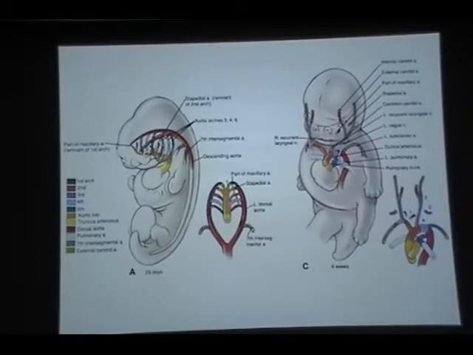By the time you get down to here, all of this is starting to reform into what you would see in an adult. In this little array of aortic arch vasculature, this first arch here will eventually just form part of the maxillary artery, part of the artery that's feeding the face.